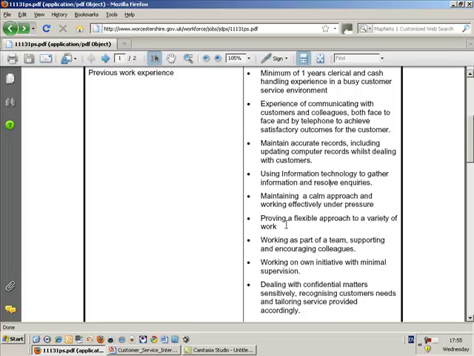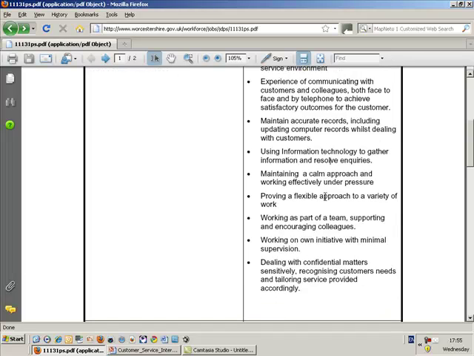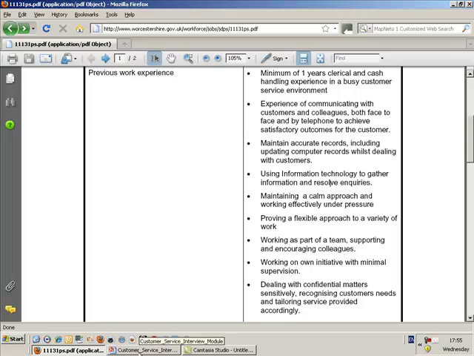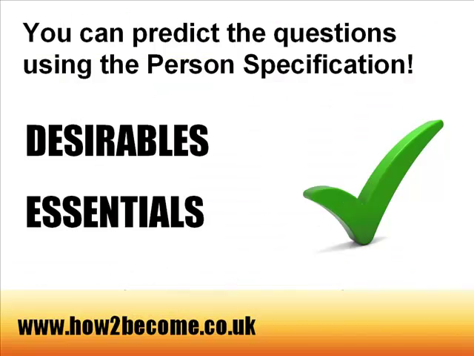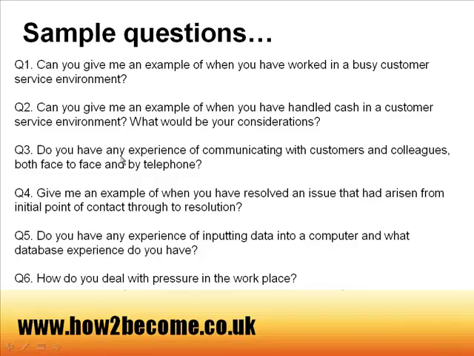So you can see there, again, more questions coming out at us. Proving a flexible approach to a variety of work. What are you like at work? Are you a flexible person? That's another interview question. Working as part of a team, supporting and encouraging colleagues. Can you give us an example of when you've worked effectively as part of a team? What are you like as a team player? What would be your considerations in that team? And so the list goes on. So you can see that just by following that, it is very easy to predict the question.